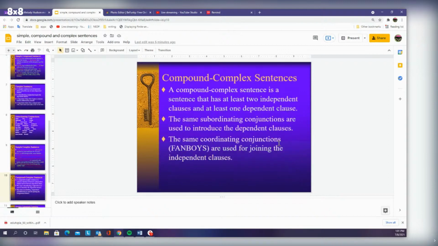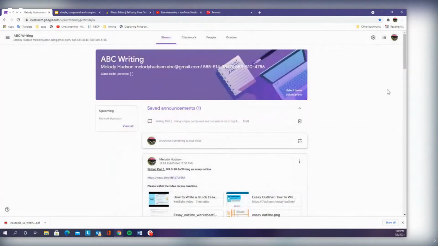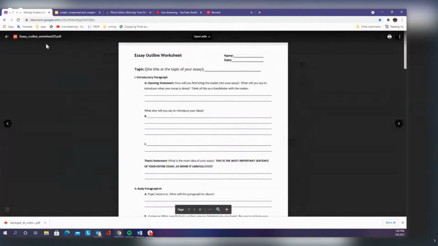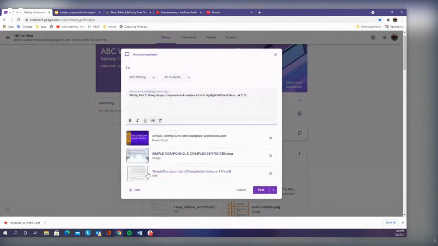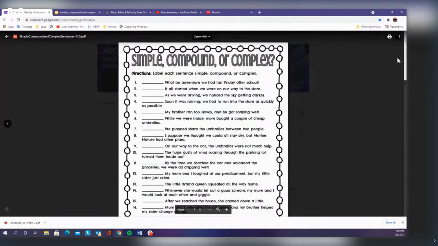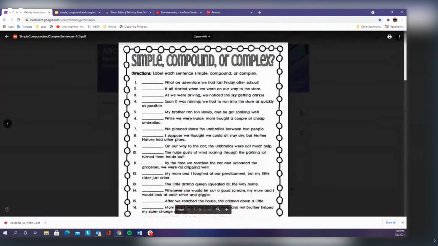And then last, we have a compound complex, but I'm going to save that. I'm not going to work on compound complex just yet. So let's take a peek at a worksheet that we may have. And yes, we do. We have a worksheet. Ooh, wrong one. So sorry. Our worksheet. And you know I wouldn't do this to you, right?